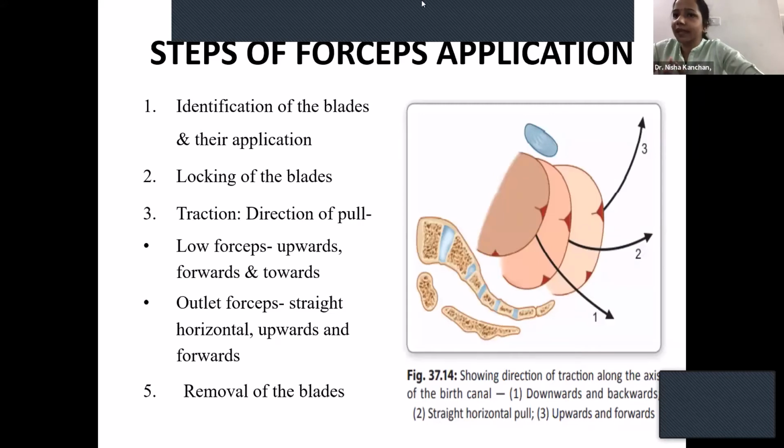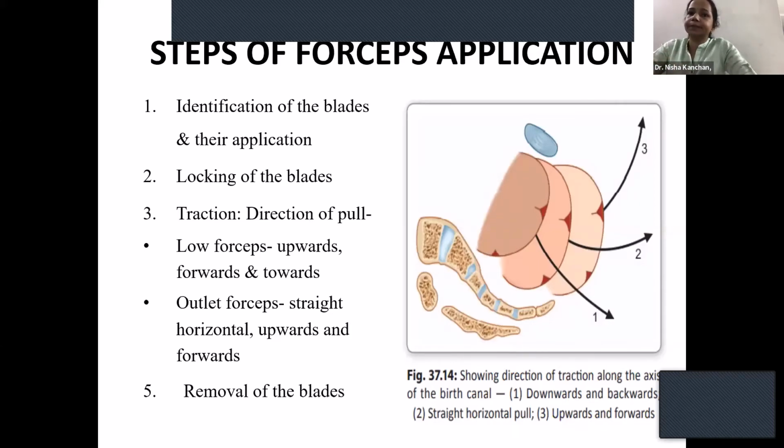Yeah, pudendal block can be given. Never general anesthesia or spinal anesthesia. It's not a surgery. Or just perineal infiltration with lignocaine, what we do for an episiotomy, local injection. Ideally, a pudendal block has to be given, where the pudendal nerve is blocked. We're not using it routinely, so very good if you say pudendal block. But whatever anesthesia you give to do an episiotomy, that is perineal infiltration with lignocaine, is also sufficient. That is definitely sufficient for a vacuum. Okay. So that is the anesthesia which is given.